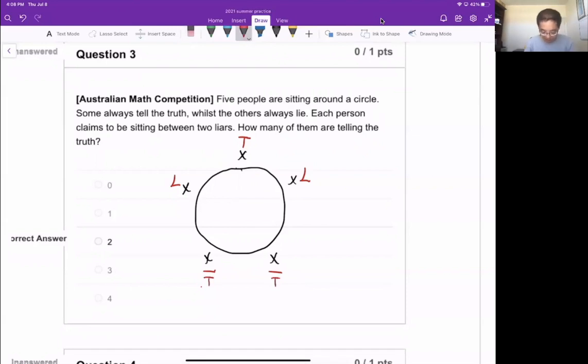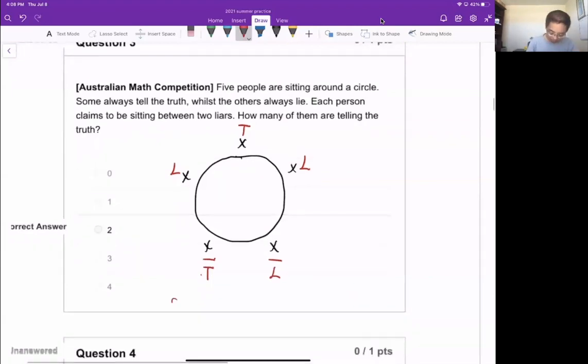Well, that's impossible, because if this one's telling the truth, then he says both of them are liars, right? But this guy is telling the truth, so this is impossible. All right, and this tells us the only valid scenario is this one is telling the truth and this one is a liar, or the other way around, or this one is a liar and the other guy is telling the truth. And that is the only valid arrangement.